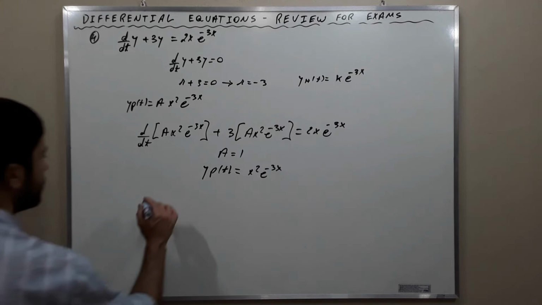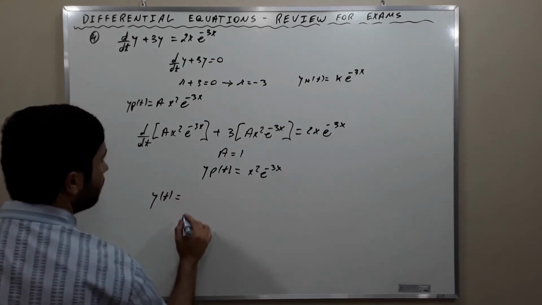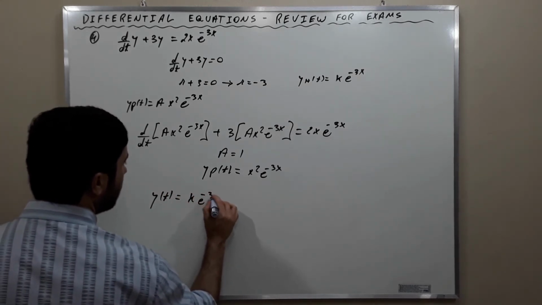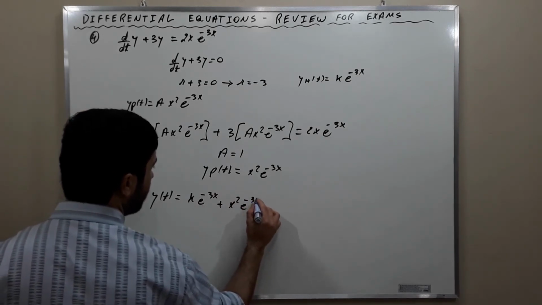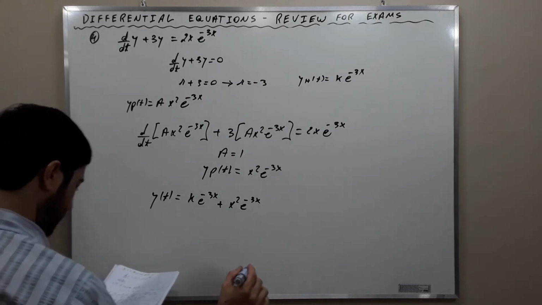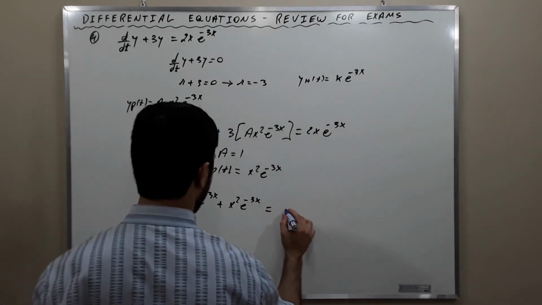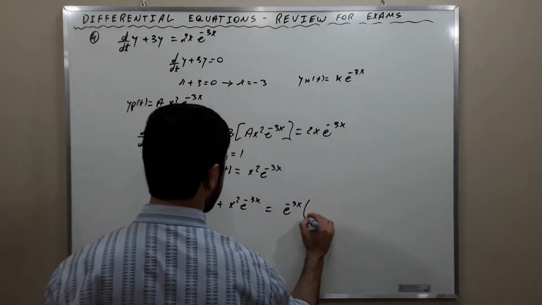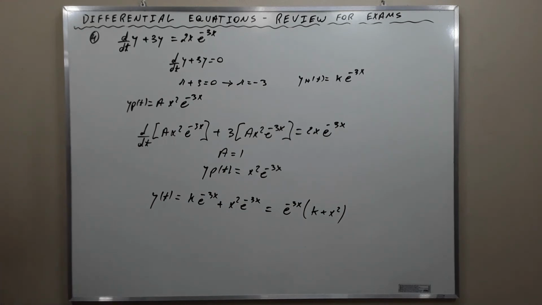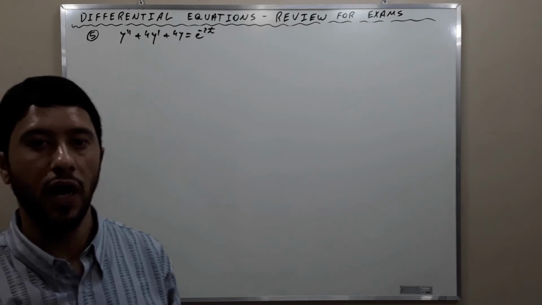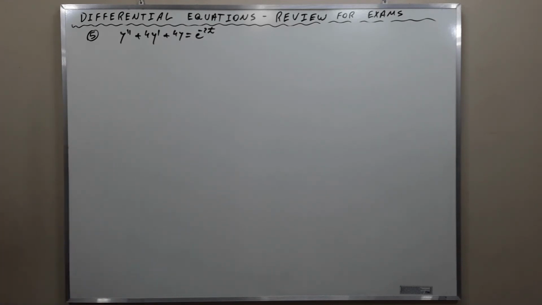we find the general solution. The general solution is therefore equal to k e to the minus 3x plus x squared e to the minus 3x, or simply, if you prefer, e to the minus 3x times (k plus x squared). Okay, this is the solution of exercise 4. Let's go to exercise 5 now. Let's go to the fifth exercise.